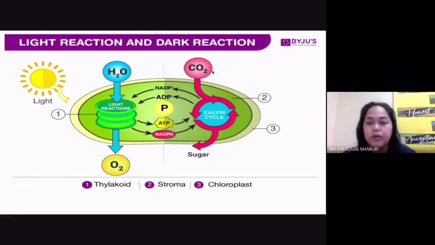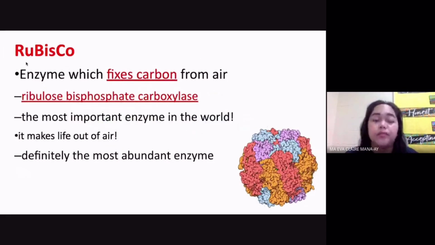Now, just one more thing that I need to add. There is a very important enzyme, the most abundant enzyme in the atmosphere and the environment, which gathers the carbon in the air, and that enzyme is called rubisco. This enzyme fixes carbon from air. Its complete name is ribulose bisphosphate carboxylase. The most important enzyme in the world, it makes life out of air. This is the enzyme that gathers carbon from the air in the form of carbon dioxide, which gets combined with oxygen gas, and of course that can give us carbohydrates, the glucose that is formed in your plants.